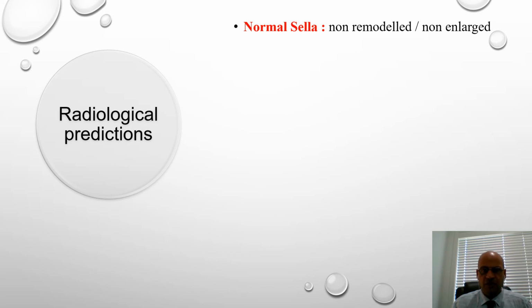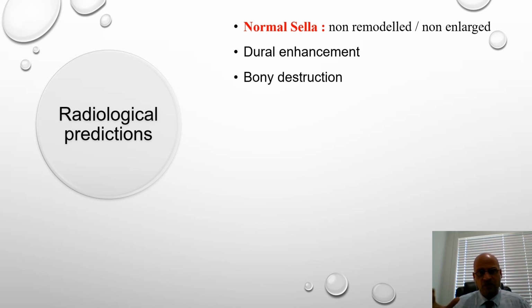When the sella develops deformities, dural enhancement as we had in the previous case, or bony destruction, which can be picked up by CT scan better than MRI. Again, CT scan is better than MRI in picking up bony destruction. So if the patient has an MRI, you don't stop there. If you're concerned with macroadenoma, you do have to do a CT scan as well, routinely.